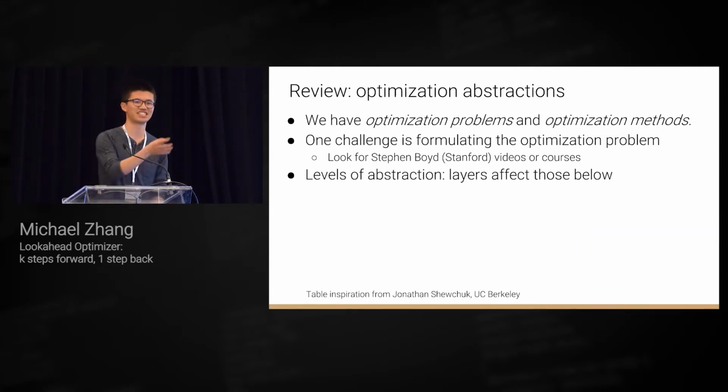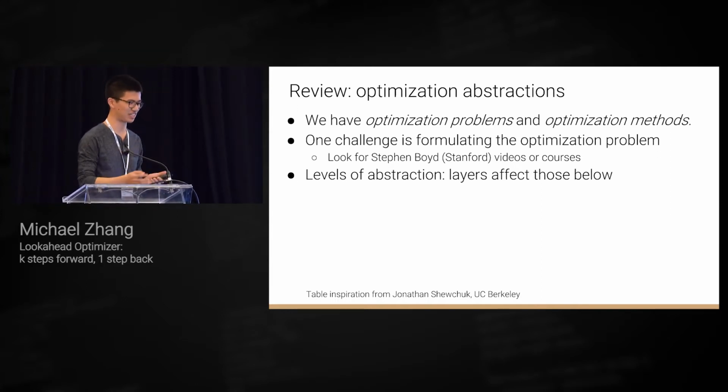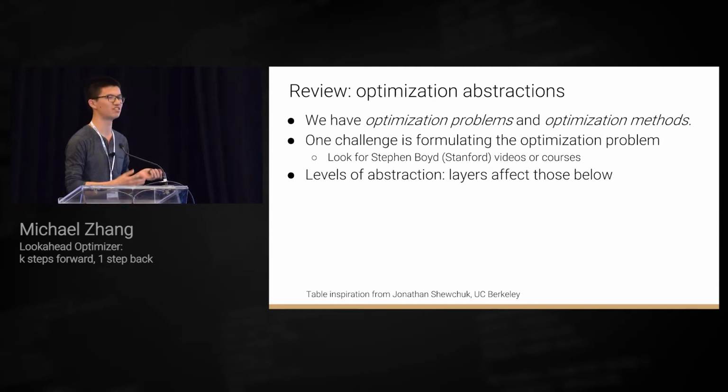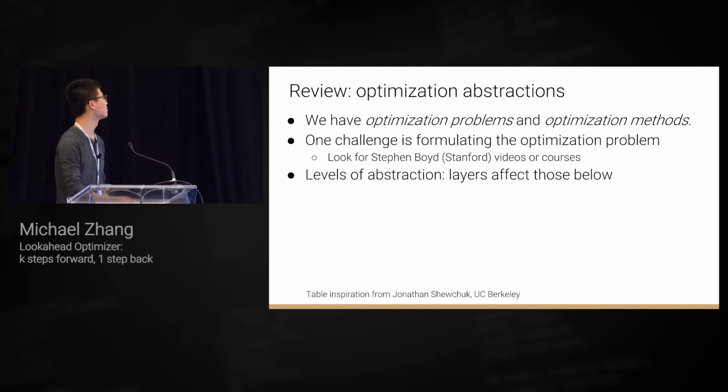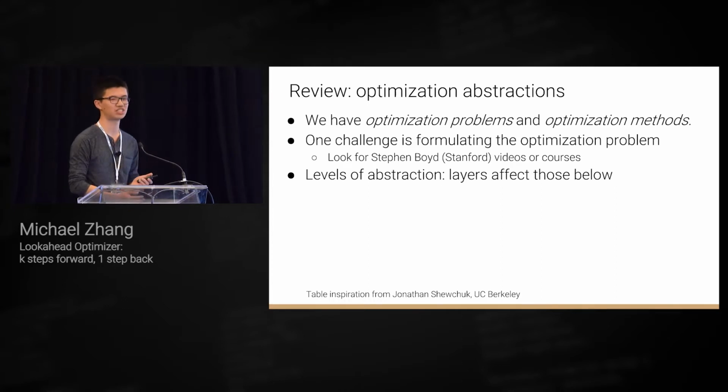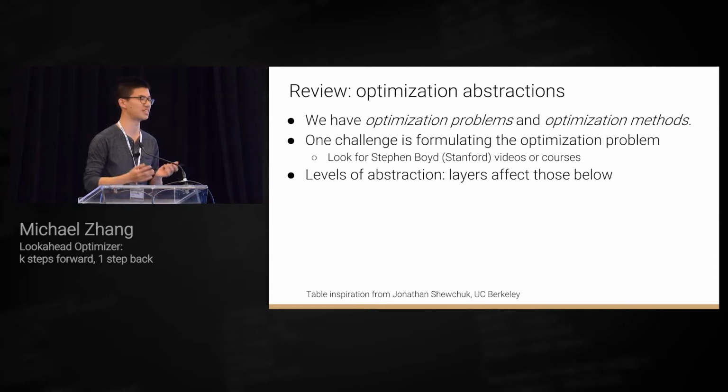So first, let's take a step back and try to understand why optimization matters. It really shows up all over the place in machine learning, and we can broadly speak about optimization problems and optimization methods. One big challenge is in just formulating the optimization problem itself. Stephen Boyd at Stanford does a really great job of characterizing how to look at different abstractions in optimization.